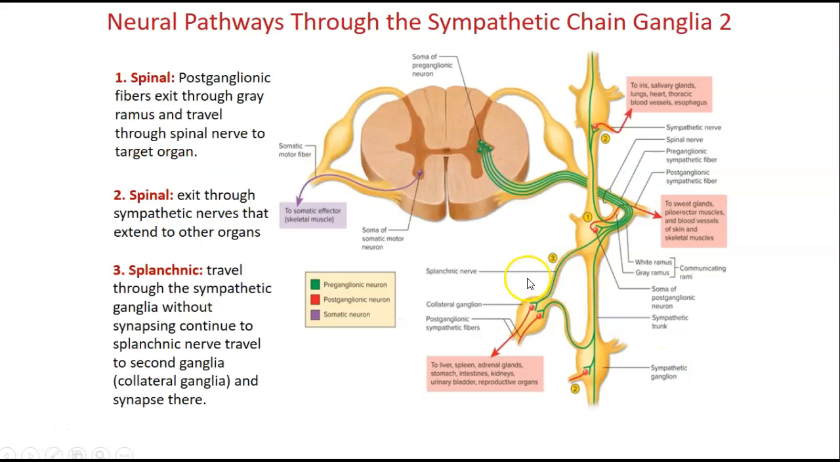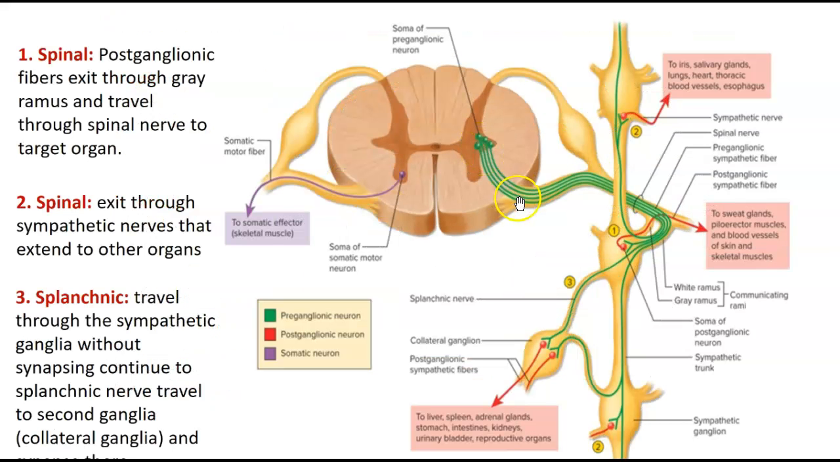Here's the figure to summarize these three routes. Here's the spinal cord preganglionic fiber, which synapses with the second neuron at the ganglion. Then the postganglionic fibers exit through the gray ramus of the spinal cord and travel through the spinal nerve to the targeted tissue. As you can see, this is a spinal nerve, so the postganglionic signal is going through to the targeted tissue, such as muscle, glands, and piloerector muscles.